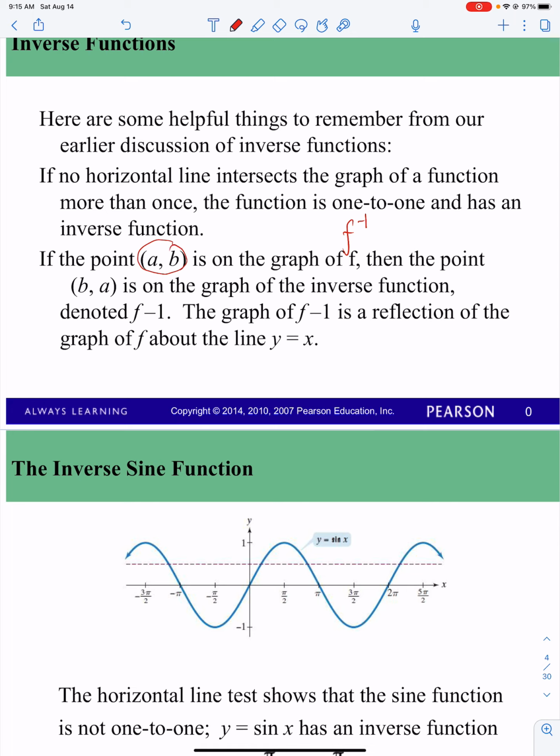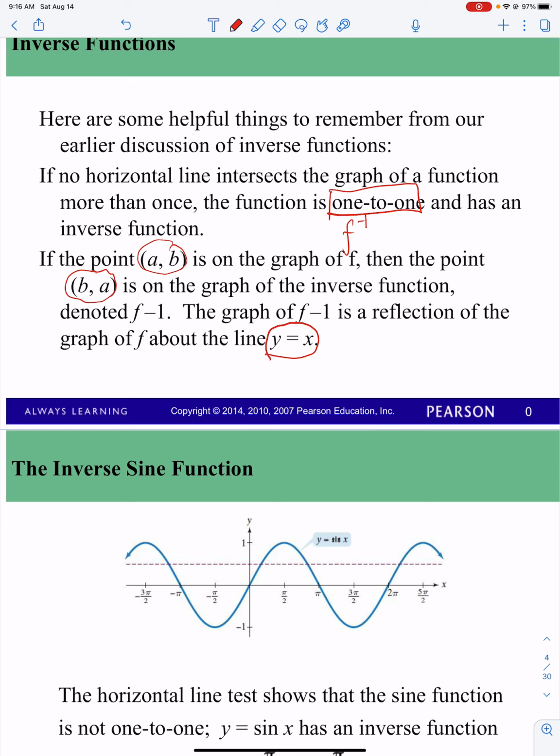If (a, b) is on the graph, then you change your x and y coordinates, and that point is on the inverse function. So it is always what? Symmetric to the line y equals x. This is what we learned from college algebra. And whenever the inverse exists, it has to be one to one. Okay, so these are the most important things that you need to know about the inverse function. One to one makes sure that the inverse exists.